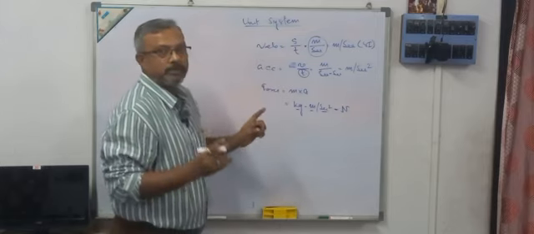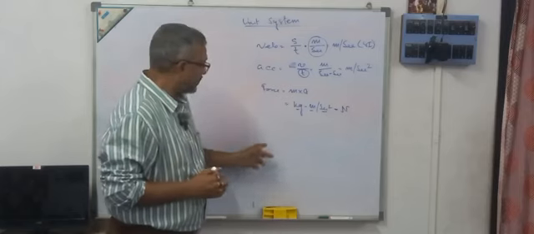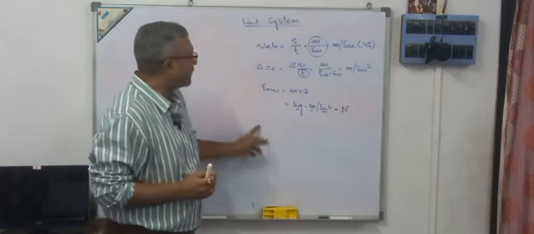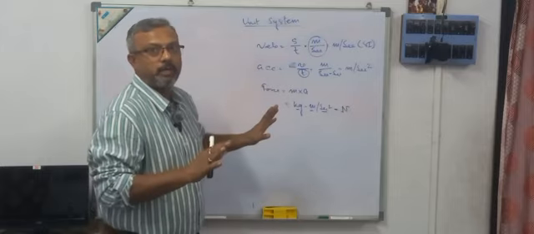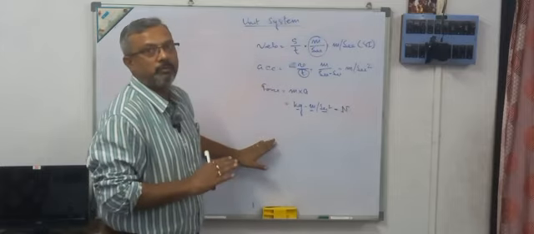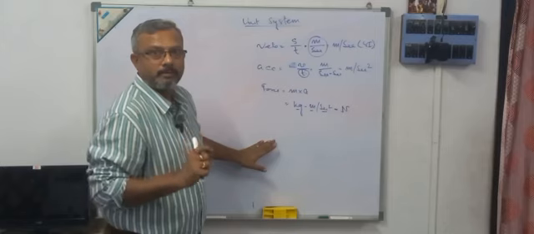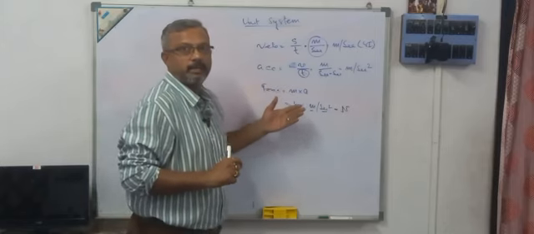Like fundamental units, there is a limit of 7 and 2 supplementary units, but in derived units there is no limit. If the formula is given, you are able to calculate. Okay, next, see the next one.